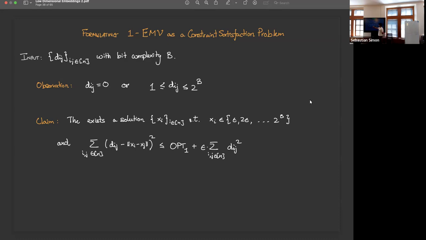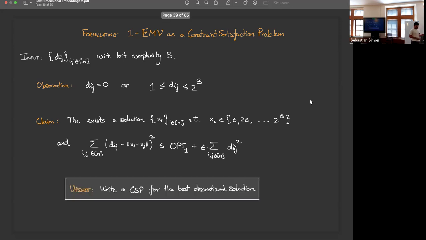If I look at the embedding given by these xi's, the optimal such embedding will have cost which is upper bounded by exactly opt plus epsilon times the L2 norm of the distances. Okay, so I just took the L2 norm of the distances and wrote it as this. Recall that this is the amount of additive error that I was obtaining before. And this says we can take a problem, discretize it, and get the same amount of additive error. Okay. So what is the upshot? The upshot is you can now try to write this as a constraint satisfaction problem, where what you're trying to recover is a space as fast as possible.